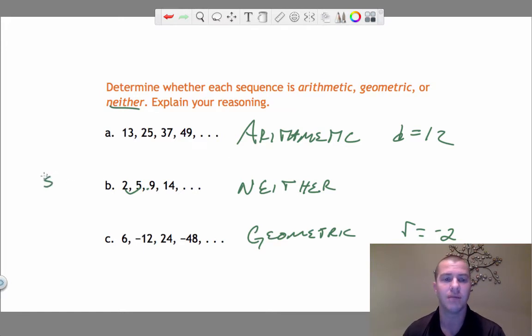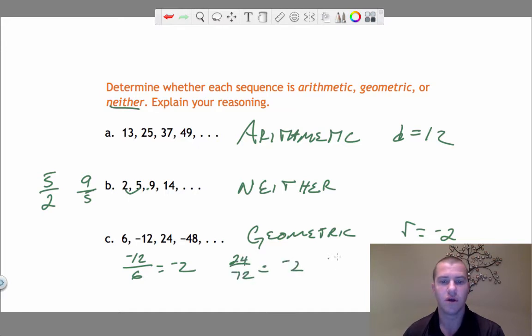And then if I go to check geometric, I do 5 divided by 2, and then the next one would be 9 divided by 5. They're not equivalent to each other, so it's not geometric either. So in this one, it's neither. And this one: -12 divided by 6 is -2, 24 divided by -12 is -2, and -48 divided by 24 is -2. So in this one it is geometric and the common ratio is -2.